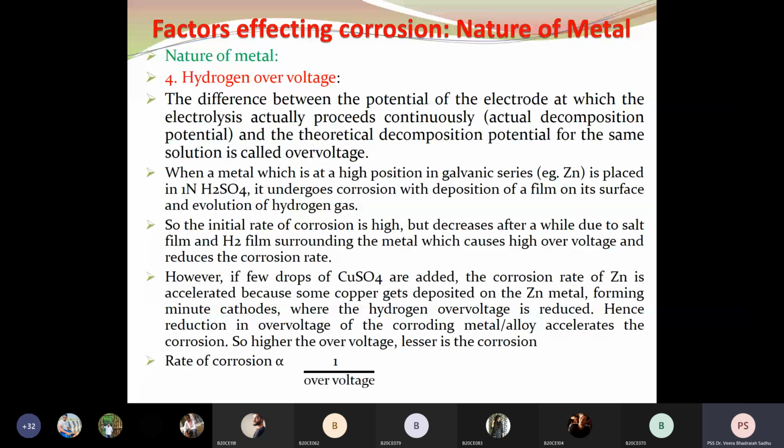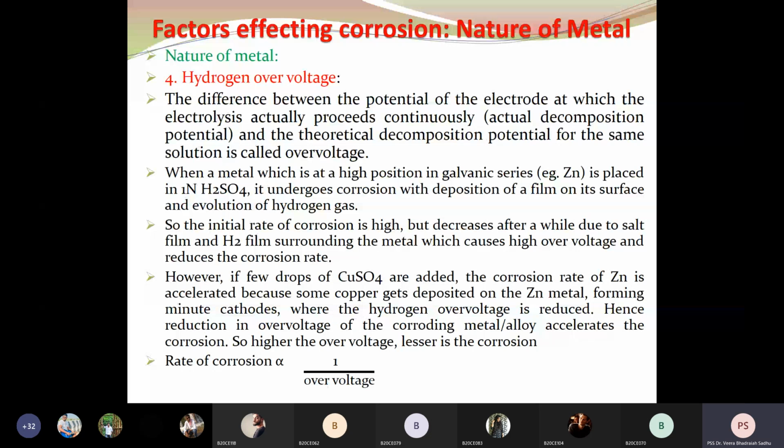So it evolves the hydrogen gas. The initial rate of corrosion is high since the zinc metal is pure, and sulfuric acid corrodes it. So the reaction is high initially, but the corrosion decreases after a while due to some salt formation, and there is a film formation on top of the zinc surface, and also there is a hydrogen film surrounding the metal, which causes high overvoltage and reduces the corrosion rate.